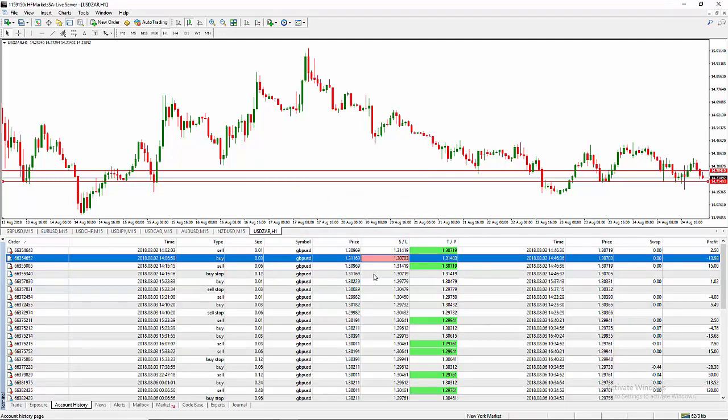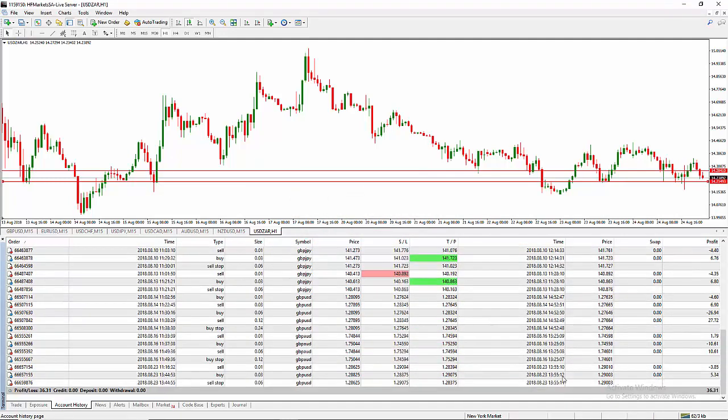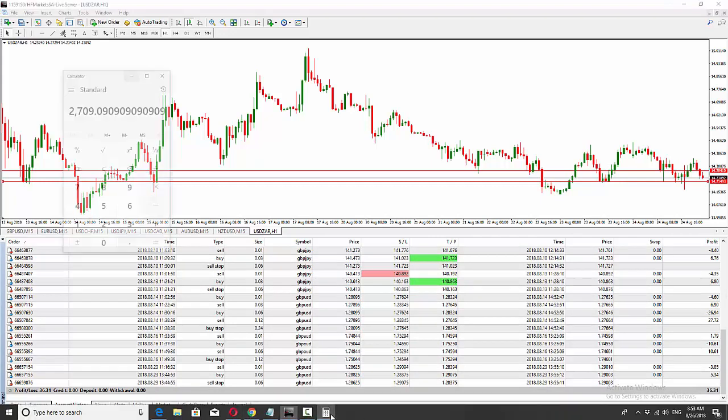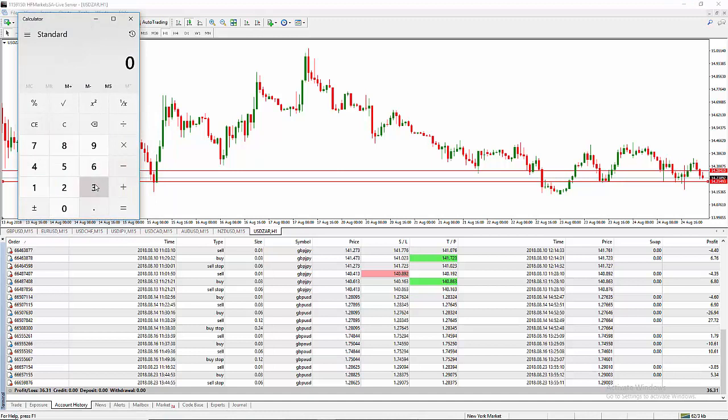So let's see what we have made so far in the month of August. We have 36.31. We multiply by 100, then we divide by our capital. That would give us 3.3%. So 3.3% per month, it's not a bad thing.